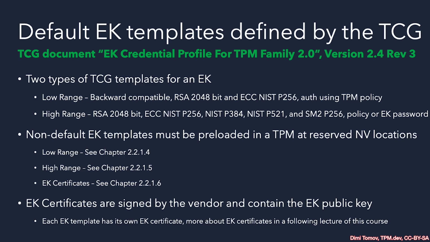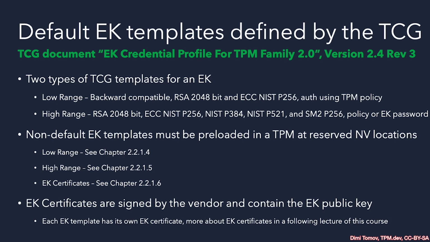Also, the low range templates A and B are using TPM policy. This means that we cannot satisfy the authorization required for a primary endorsement key by just using a password authorization or HMAC. We'll look at how to satisfy such a policy as a first step toward learning something about TPM 2.0 policy. And we have dedicated lectures to talk about TPM enhanced authorization and TPM policy crafting.